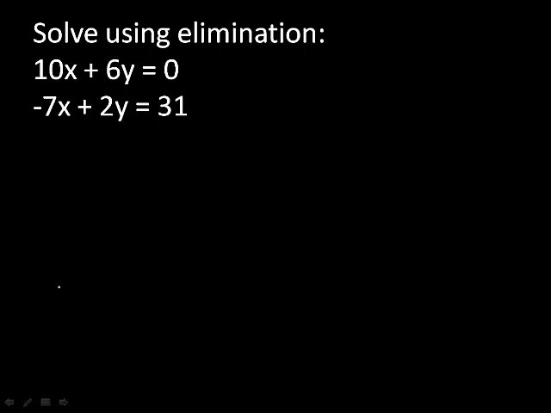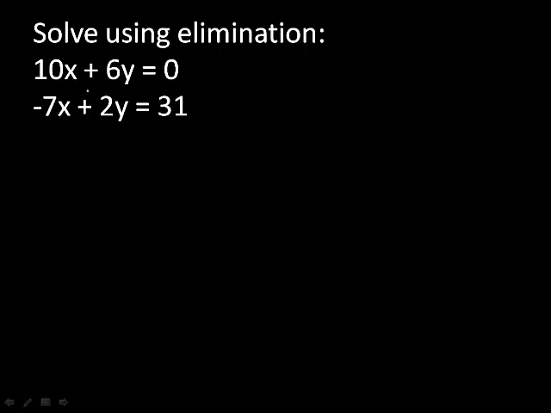However, our goal is to cancel out either the x's or the y's. They must have the same number, and one must be positive, one must be negative. In this equation, none of that is true for us. The x's do not match, although one is a positive and one is a negative. The y's do not match, and both are positives. So I look to see which one is the easiest to make match.